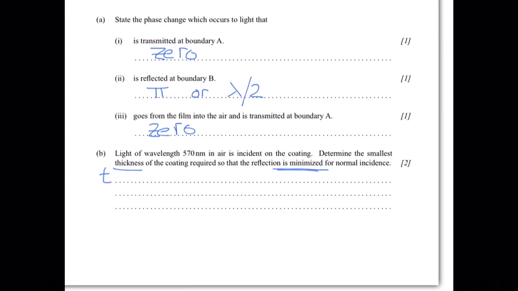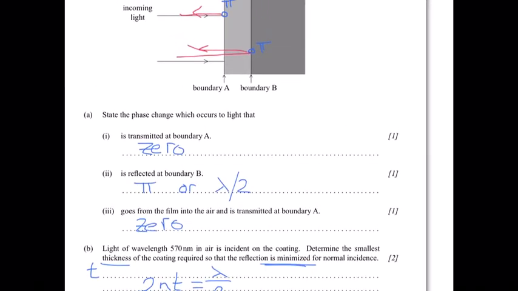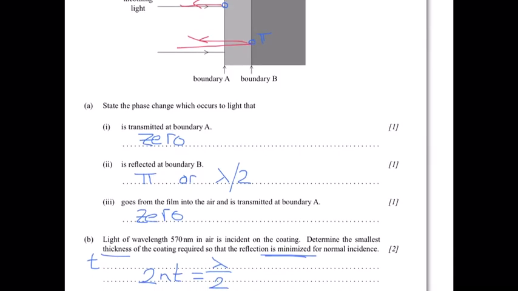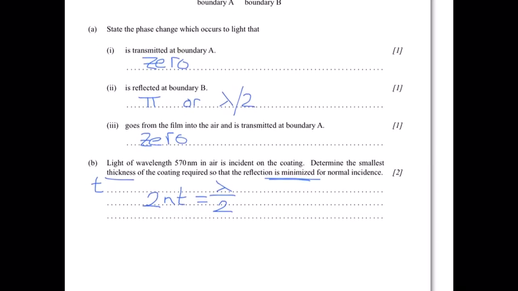So what we're saying there is that we need 2nt to be equal to lambda over 2. It's 2nt because the light has to travel both there and back, and we want that to be equal to the condition for destructive interference, which is that path difference is equal to lambda over 2.